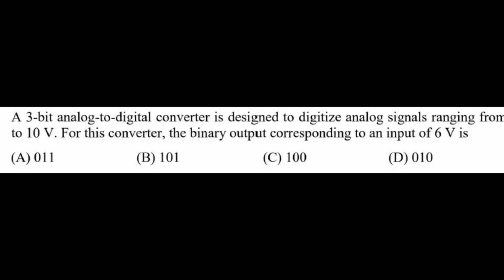Question number 31. A 3-bit analog to digital converter is designed to digitalize an analog signal ranging from 0 volt to 10 volt. For this converter, the binary output corresponding to an input of 6 volt is: option A 011, option B 101, option C 100, option D 010.